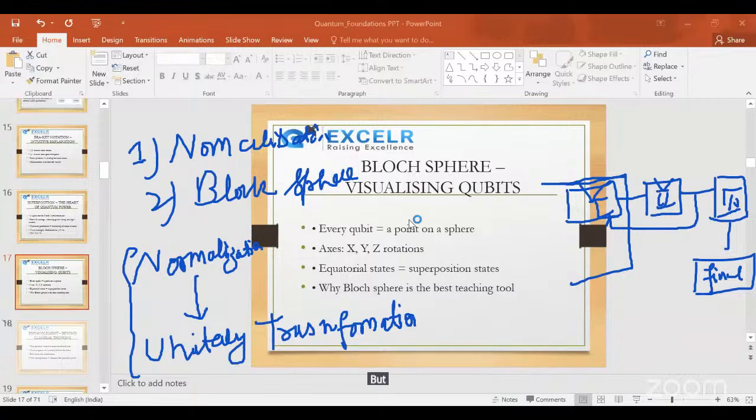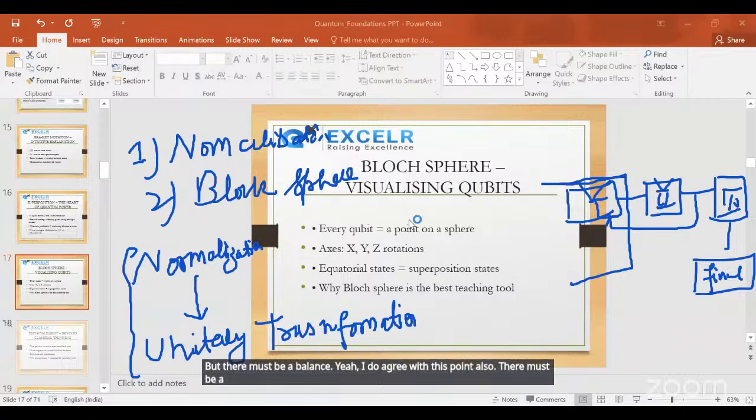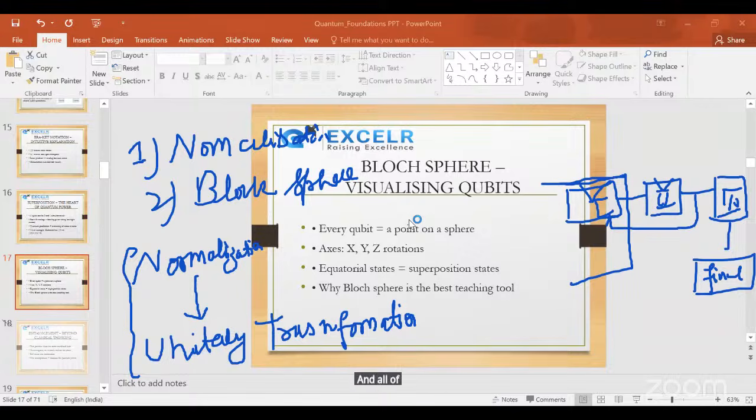But there must be a balance. Yes, I do agree with this point also. There must be a balance between theory and practicals. Now this is the third day. From now we are starting core quantum computation, not quantum mechanics, quantum computation. And on all three days we will have a quiz session at the end.